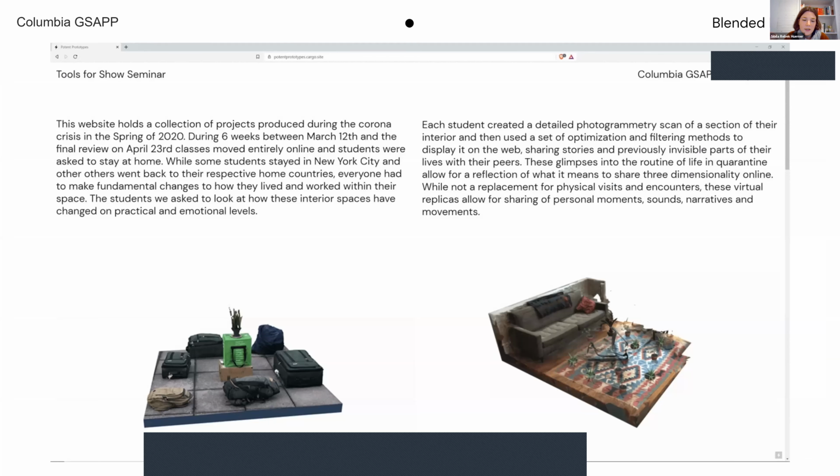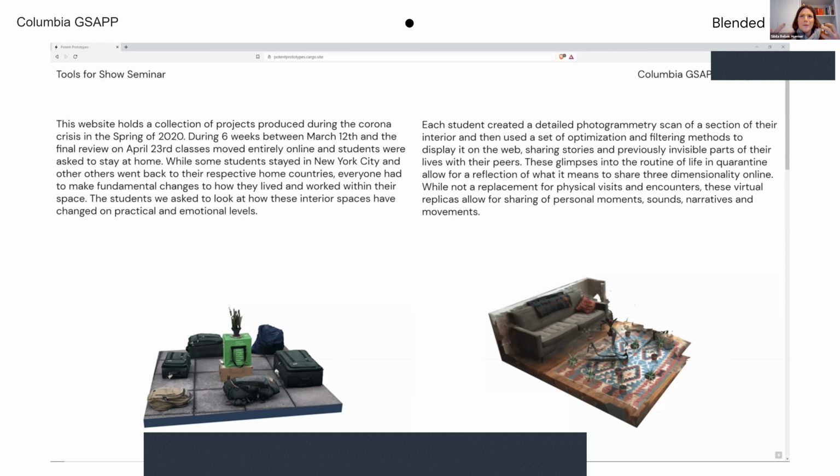And finally, another example. This was actually the second half of that same semester. Because we were confined to our homes, students basically took their offices, aka their living environments, their apartments, scanned those, put them onto a website, and shared them with their peers. If you click on that link, all the projects are on there. And that was really interesting.